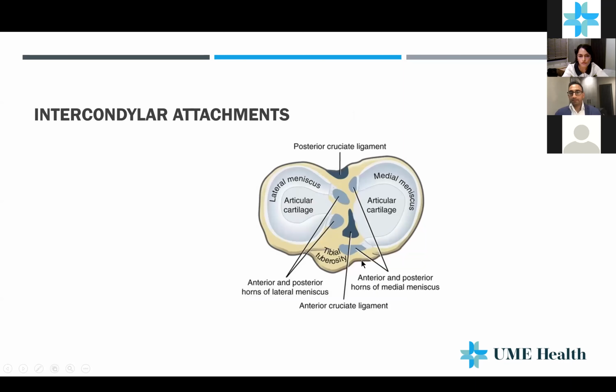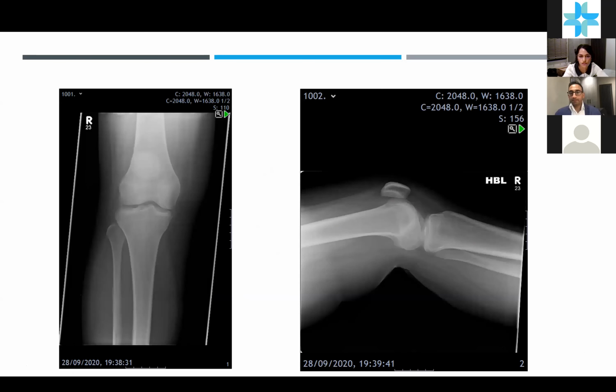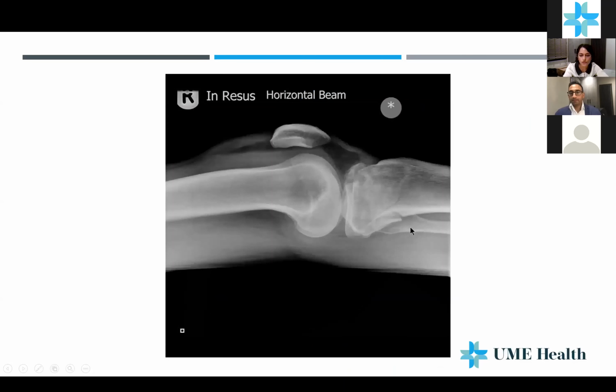So the tibial footplates of the cruciates, as well as there are root attachments of both medial and lateral menisci. So just something to think about when you're looking at the plain film and what things may have avulsed off. So in the setting of trauma, the films that you would ask for are an AP and a horizontal beam lateral. So this is a shoot-through view.